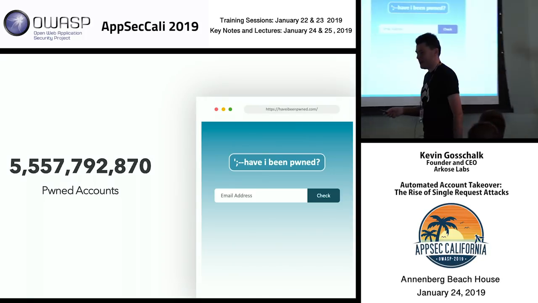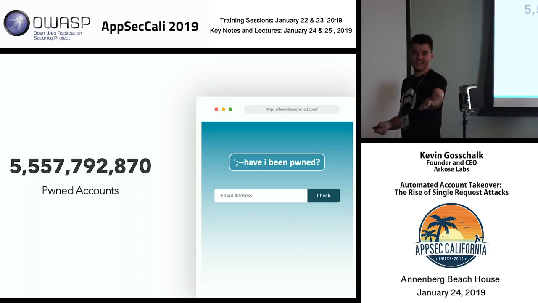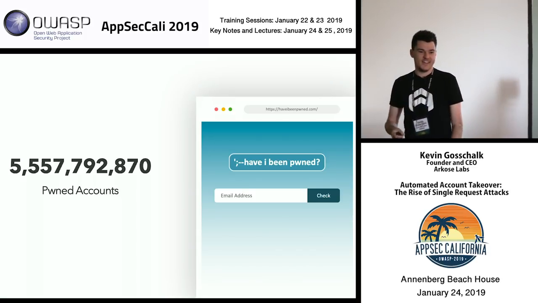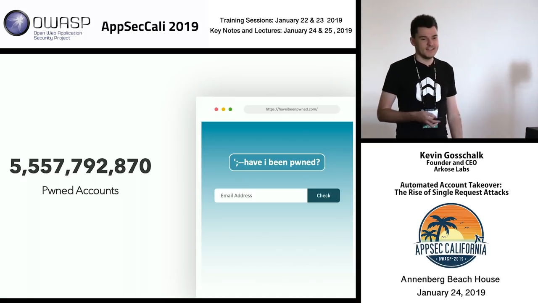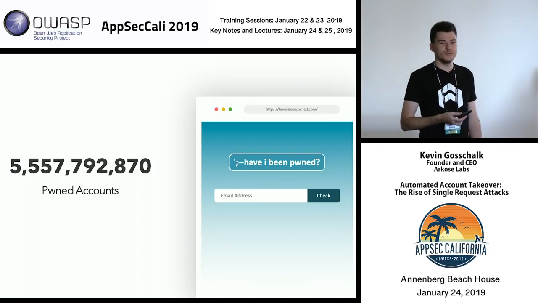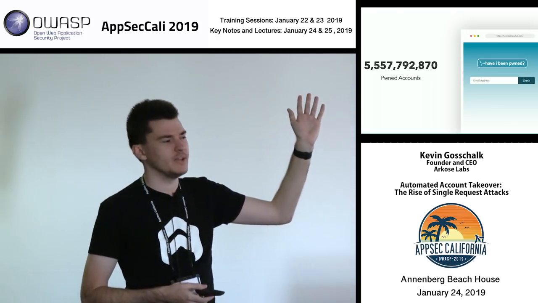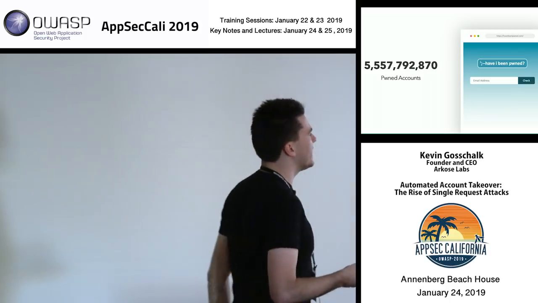Who has heard of Have I Been Pwned? So what does Have I Been Pwned do? You put in an email and it'll give you back a list of where that email's been in other dumps. This week there was a new breach. Who was on that list? I was. Yeah. So there's 800 million, I believe. Yeah, 800 million accounts.